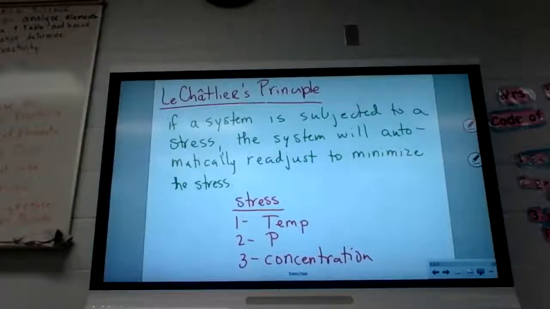Now, today, we're only going to do temperature, okay? For physical equilibrium, we're only going to talk temperature. Next week, when we do chemical equilibrium, we will do all three, okay? So stress is temperature, pressure, and concentration. Those are the three stresses we will look at.